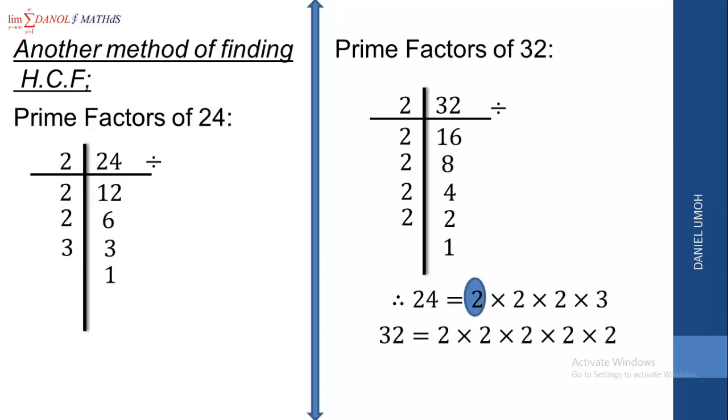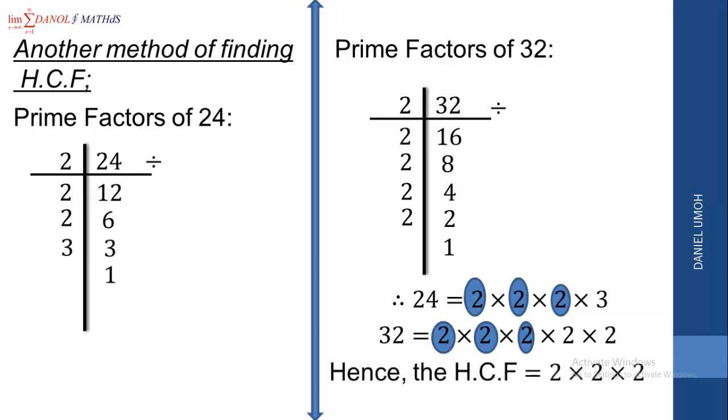Of course, you can see that 2 and 2 is common, right? You can also see another 2 here is also common, right? Then what again is common? 2 again and 2 again is common. Therefore, we can say that the HCF is equal to those common factors among them. That is 2 times 2 times 2, and that gives us 8. So this is an alternative method for finding the HCF of 2 or more numbers.